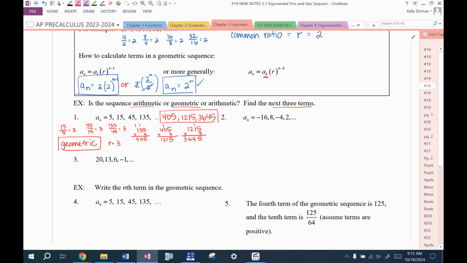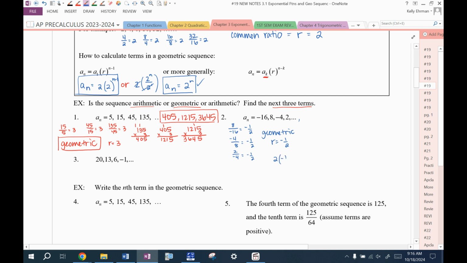What about this one? I'm not noticing a common difference. 8 minus negative 16 is 24. Negative 4 minus 8 is not 24. So let's check for geometric again. 8 divided by negative 16 would reduce to negative 1/2. Negative 4 divided by 8 would reduce to negative 1/2. And 2 divided by negative 4 would also reduce to negative 1/2. So this is another geometric. And the common ratio is negative 1/2.